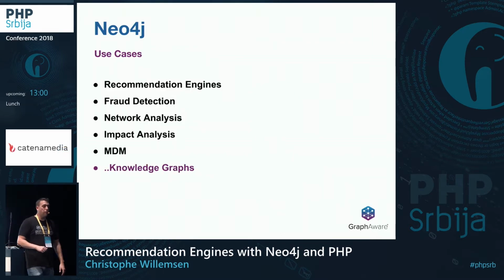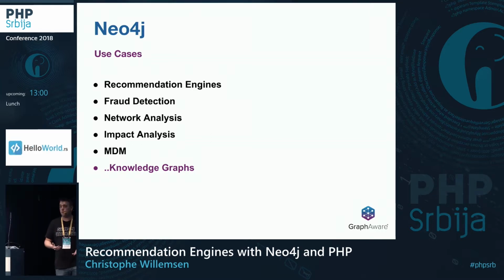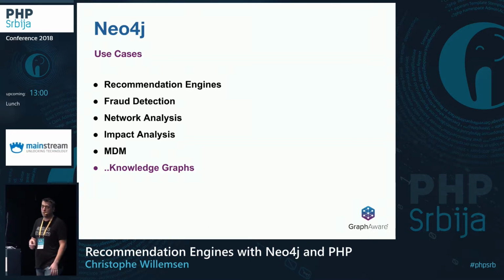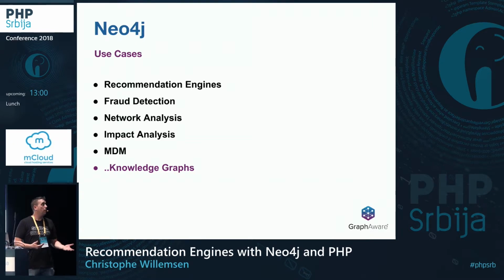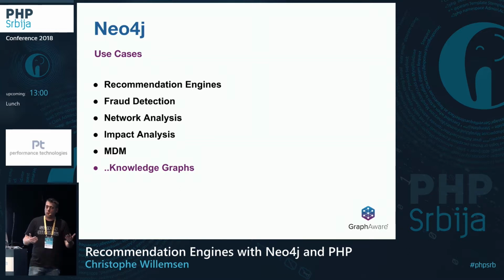Neo4j use cases are very broad because you can apply graphs to a lot of different domains. This is not only recommendations. This is the most popular use case, but it is very interesting to work in other domains. For example, fraud detection, very similar to recommendations because the algorithms behind it are very common. Network analysis, impact analysis, this is a very interesting use case.